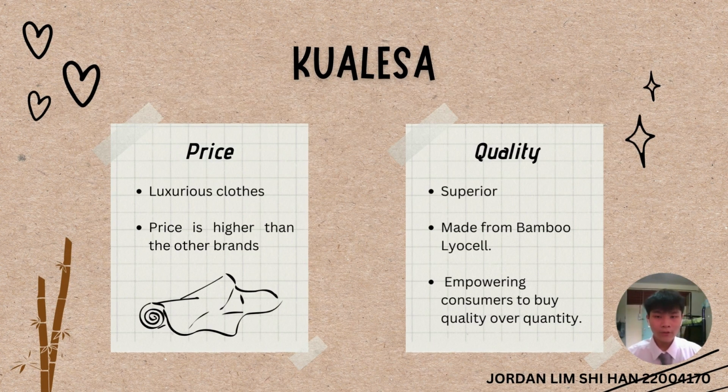As I mentioned before, in my country, one of the popular fashion chains is Qualesa, which might be the new kid on the block but is already setting the bar high in challenging fast fashion. Clothes of this company are more luxurious and the price is higher than other brands. This is because it provides access to apparel that is better for the people and the planet, empowering consumers to buy quality over quantity. Qualesa's products, made from bamboo, allow their customers to feel good, look good, and do good for our planet too.